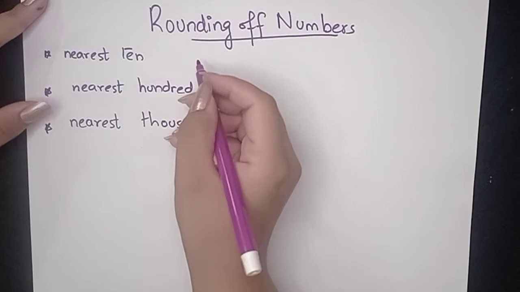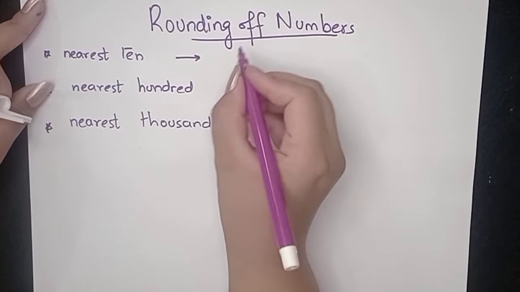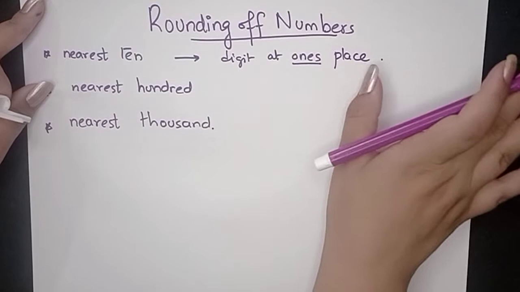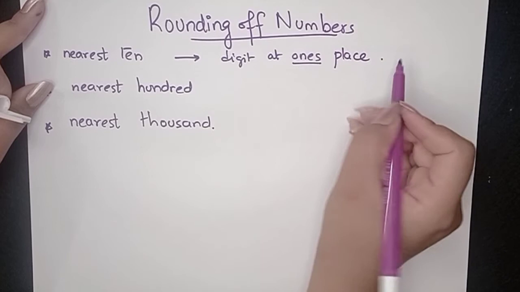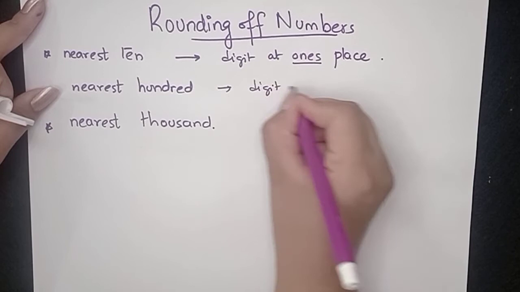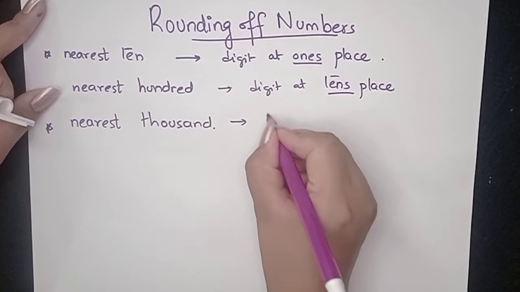So for each of these rounding offs, we're going to see the place after it. For the nearest 10, we're going to observe the digit at the ones place. I'll tell you how we're going to do it, so don't worry. Let me give you a brief overview. At the nearest 10, we're going to look at the digit at the ones place and then decide when it will be rounded off to a higher number or go back. For the nearest 100, we're going to observe the digit at the tens place. For every place, we're going to see the place after it. For the nearest 1000, we're going to look at the digit at the hundreds place.